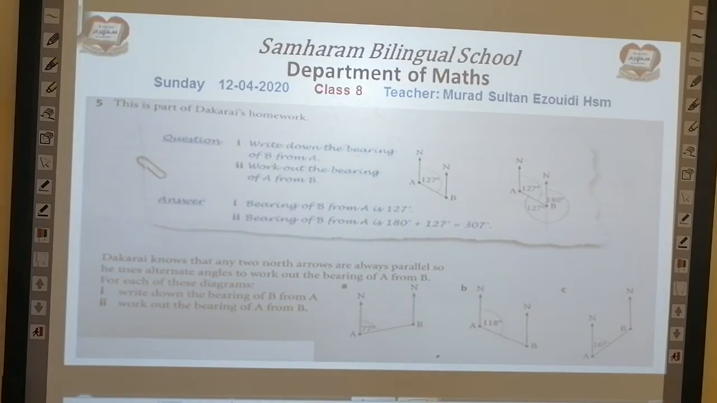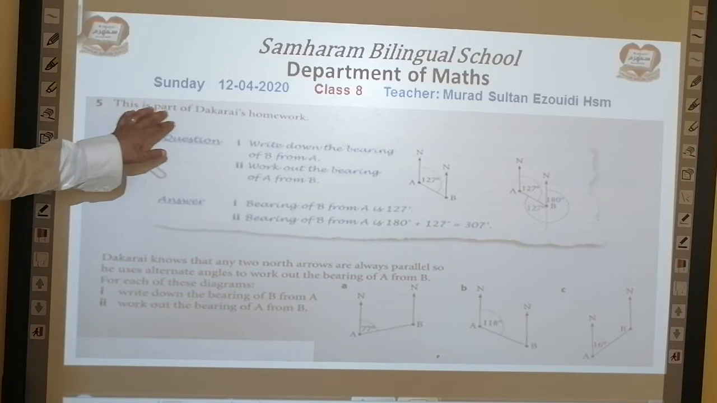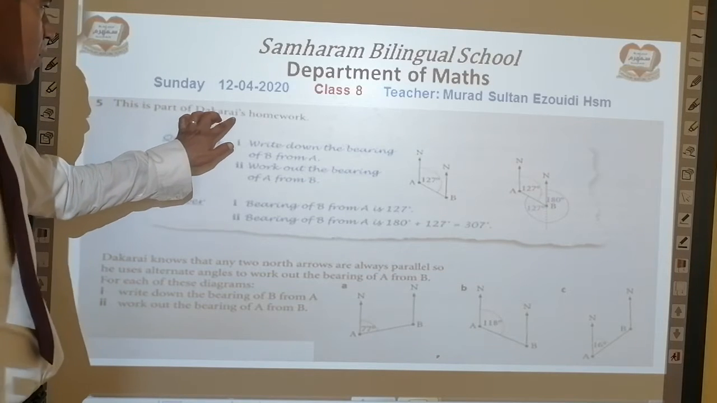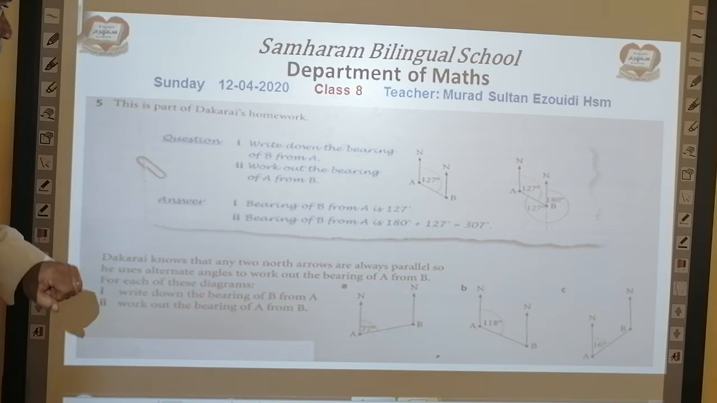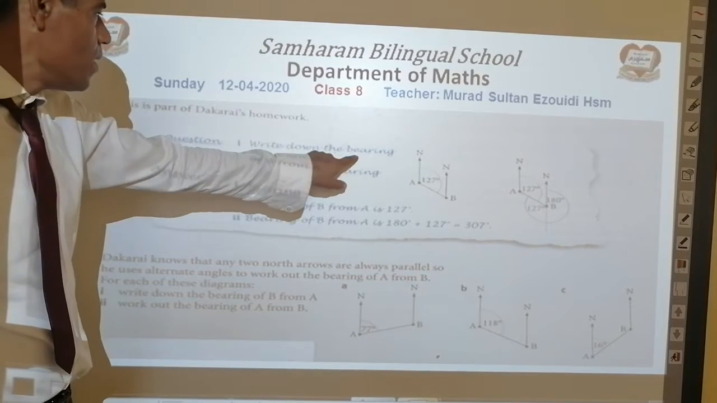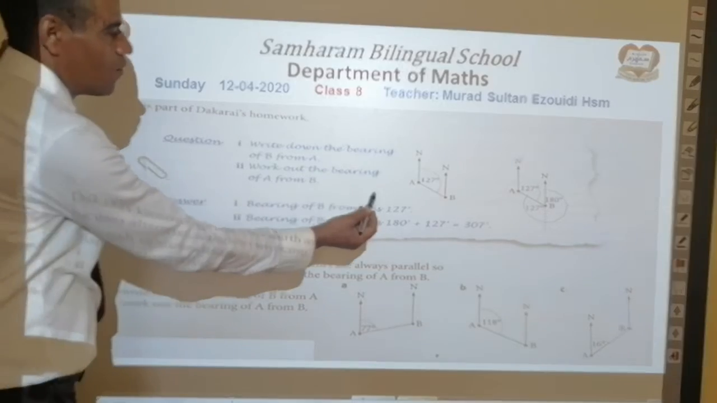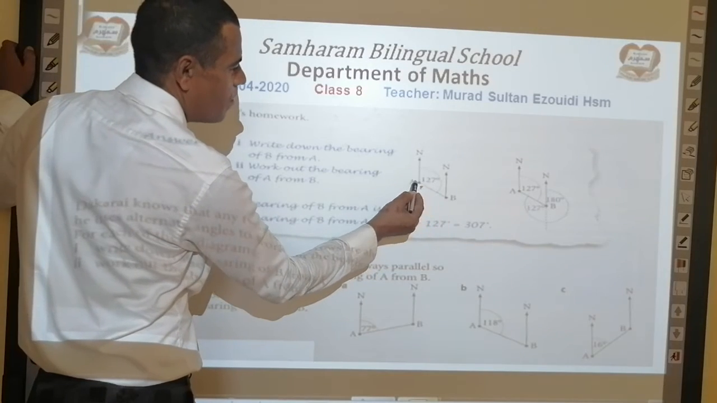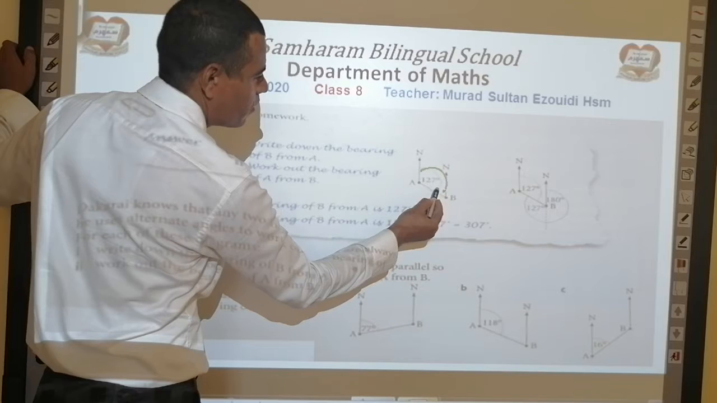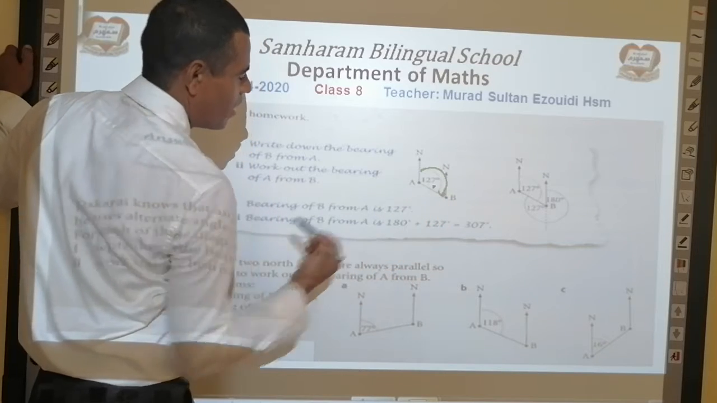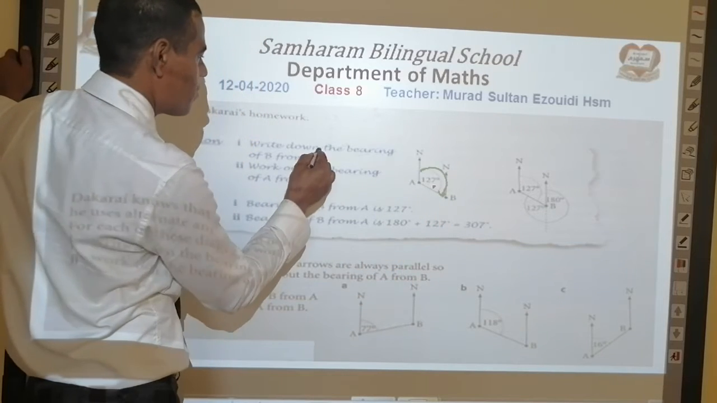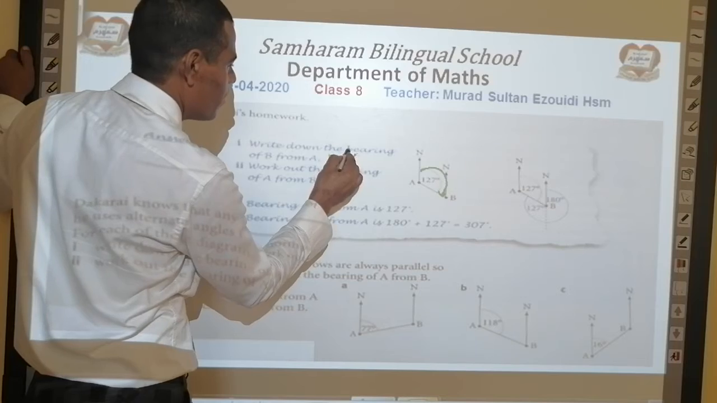Here we have an exercise in your student book. Okay? This is part of the homework. Exercise: write down the bearing of B from A. This is the bearing of B from A. Okay? It will be 127. This one is 127 degrees.